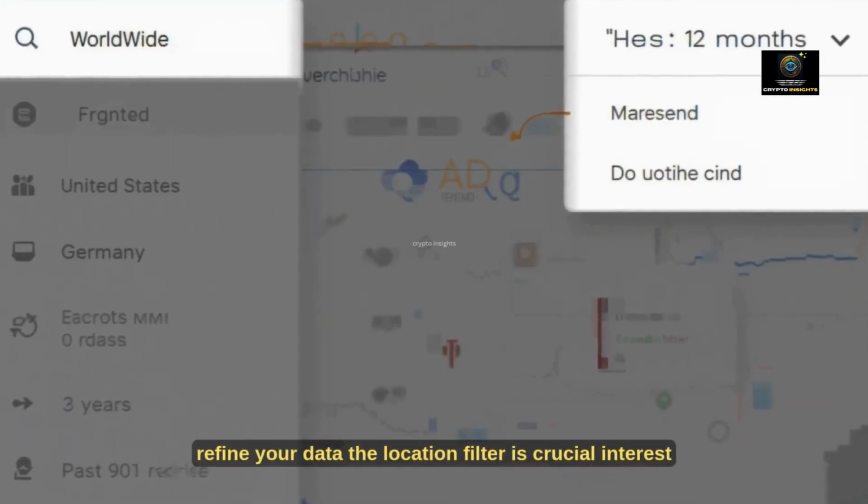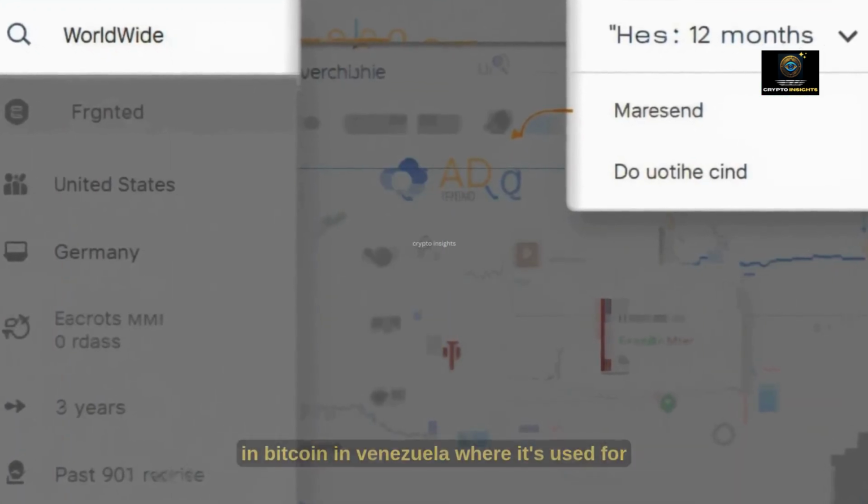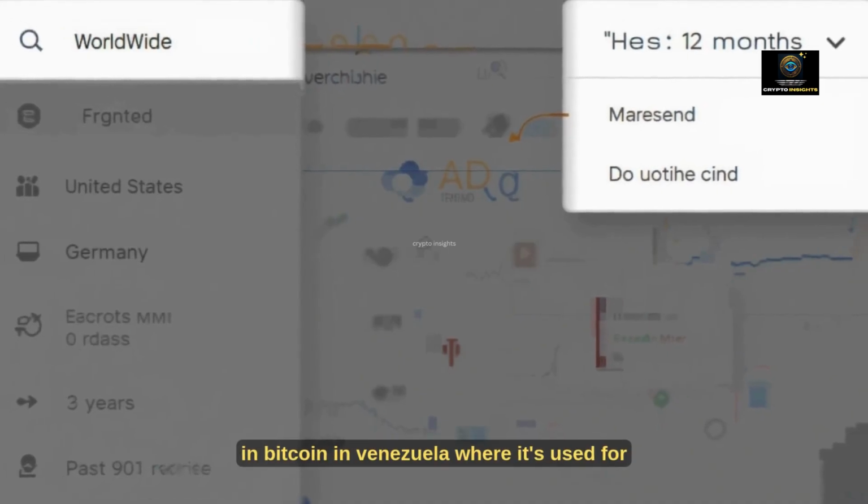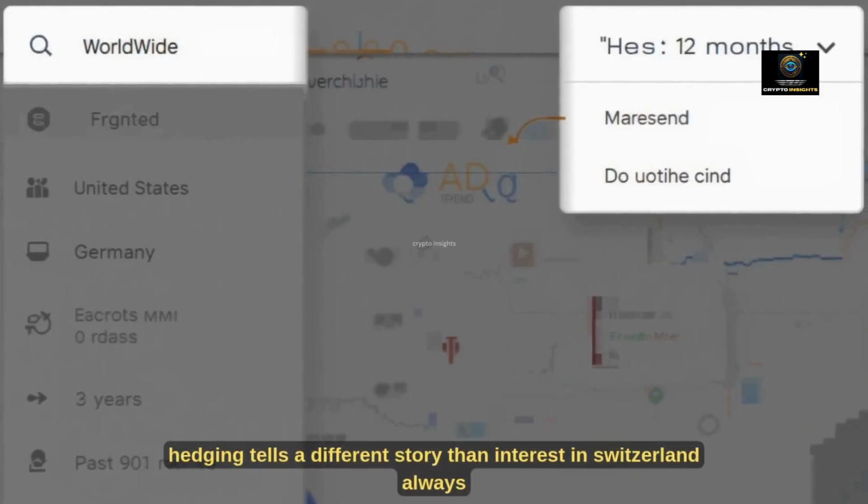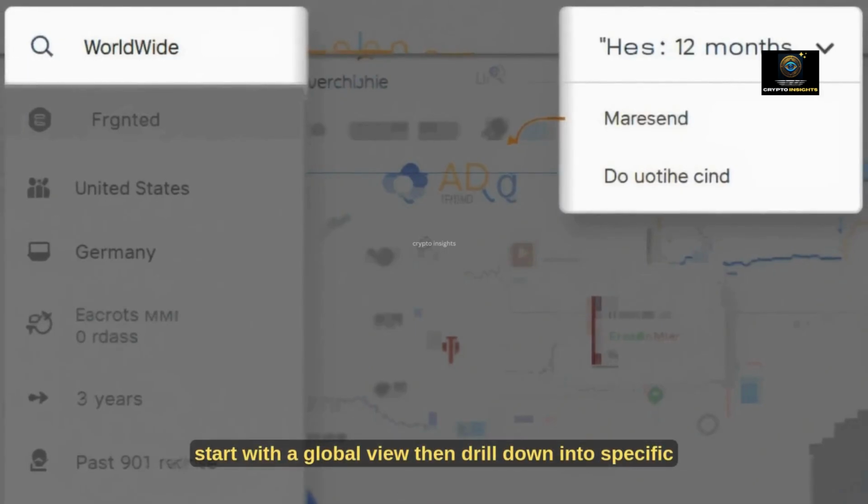Now refine your data. The location filter is crucial. Interest in Bitcoin in Venezuela, where it's used for inflation hedging, tells a different story than interest in Switzerland. Always start with a global view, then drill down into specific markets you care about.